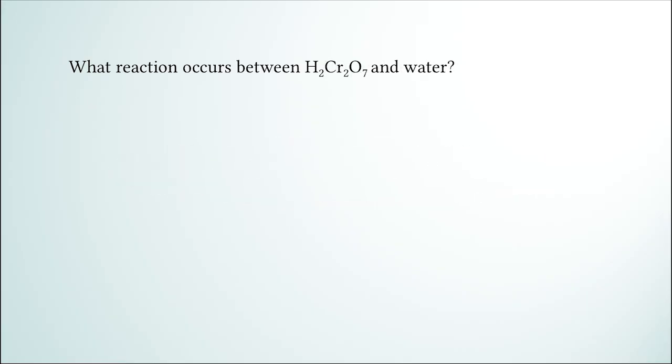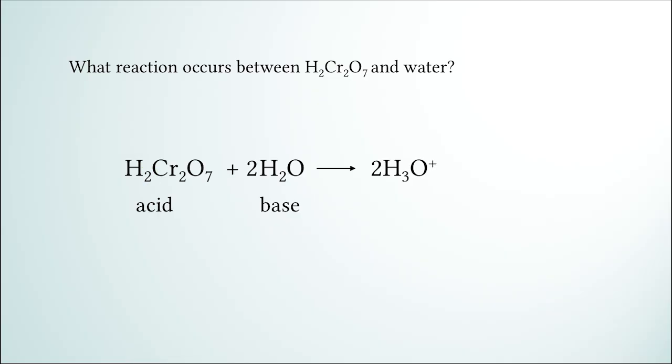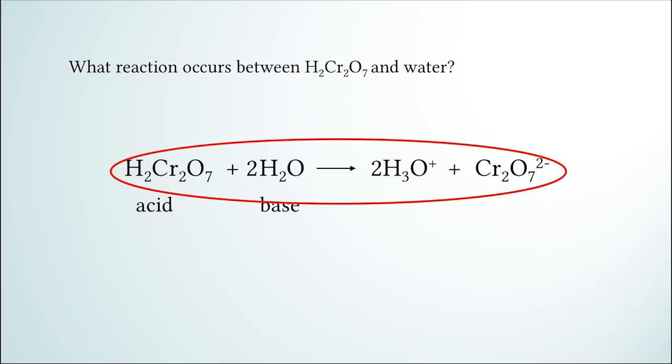Now look at this one. What reaction occurs between H2Cr2O7, or dichromic acid, and water? You know the two reactants. H2Cr2O7 has hydrogens at the beginning, so it acts as our acid, and the water acts as our base. The acid is diprotic, but water can only take on one hydrogen plus ion. That means we will need 2 water molecules and will produce 2 hydronium ions. The leftover ion from the acid is Cr2O7, and it has a 2- charge from having lost the 2 hydrogen plus ions. And we're done.